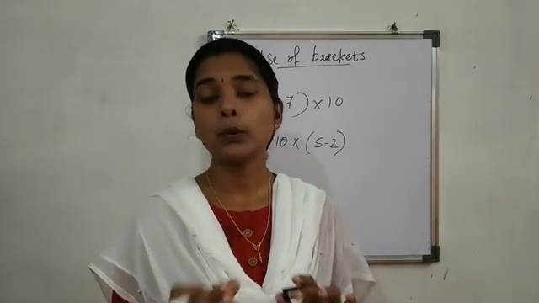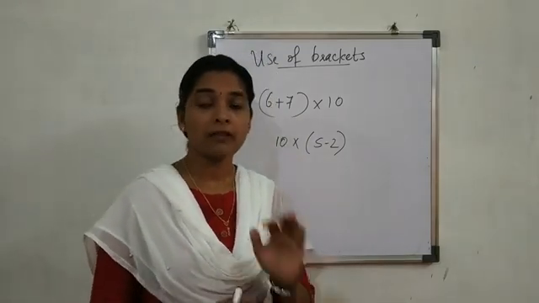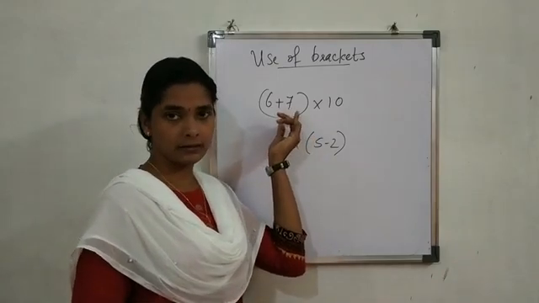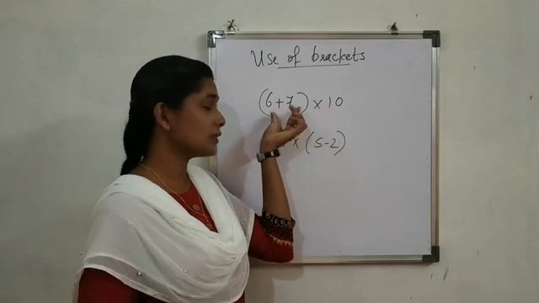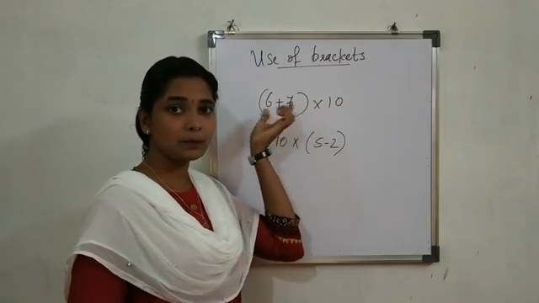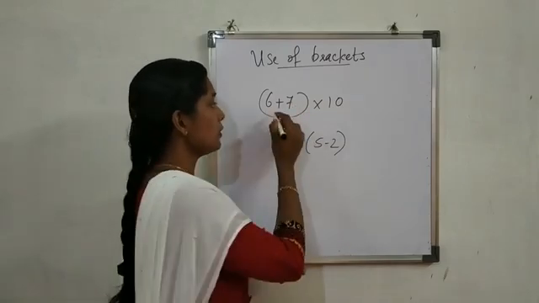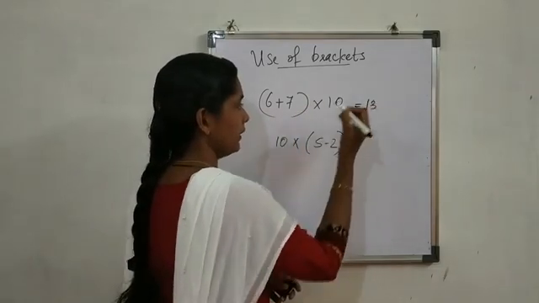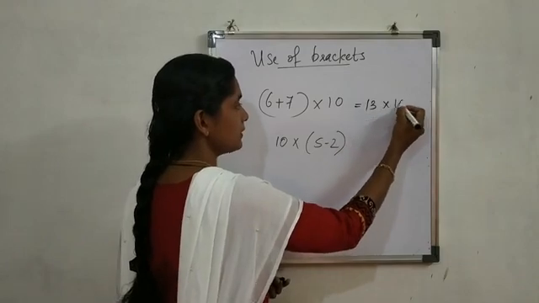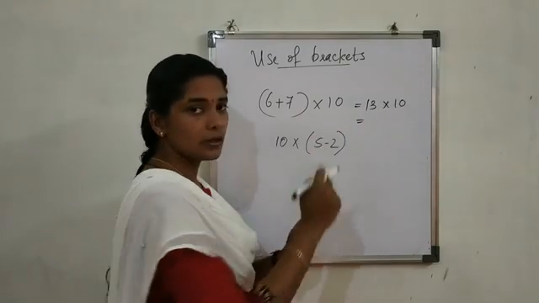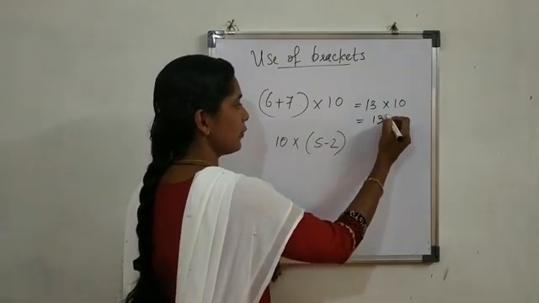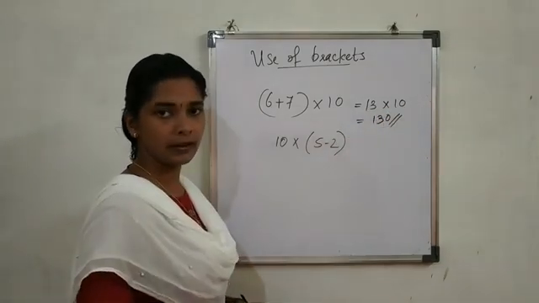Then which one do we solve first? You have to solve first what is inside this bracket, that is 6 plus 7. First you just solve 6 plus 7, that is 13. Then outside the bracket it is into 10. After that you can solve what is outside this bracket. So the answer is 130. Okay.